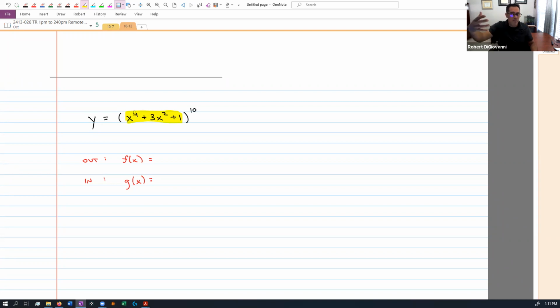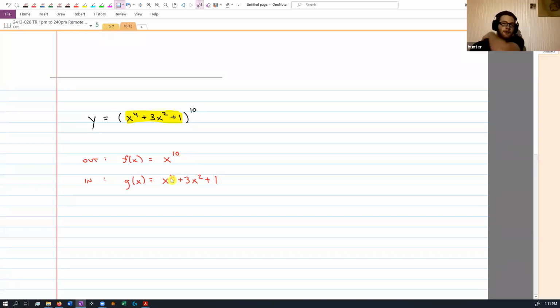And raising it to the 10th power is like a separate function. It's like a secondary thing you would do. So the inside, the inner function, would be the g, right? That would be the x to the 4th plus 3x squared plus 1. And then the outer thing that you do is to take whatever's there and raise it to the 10th. Does that make sense to everyone? Does anyone have a question?